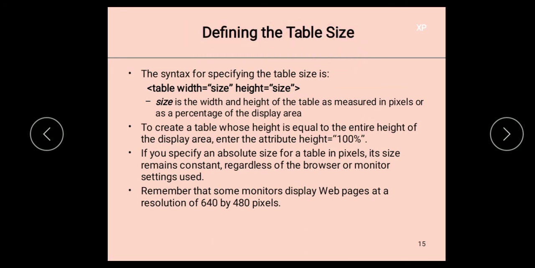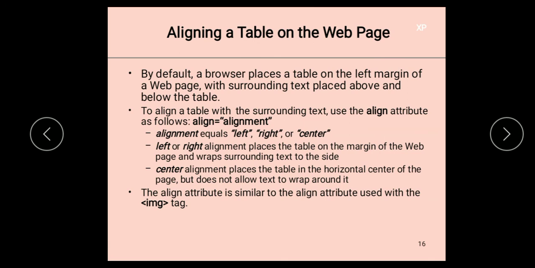Define the table size. The syntax for specifying the table size is table width, height. So you can set the table height and width easily. By default, we will not select any. The default height is 100%. If you specify the absolute size of a table in pixels, its size remains constant regardless of the browser or monitor setting used. Remember that some monitors display web pages at a resolution of 640 by 480 pixels. You can easily use the table height and width according to requirements.